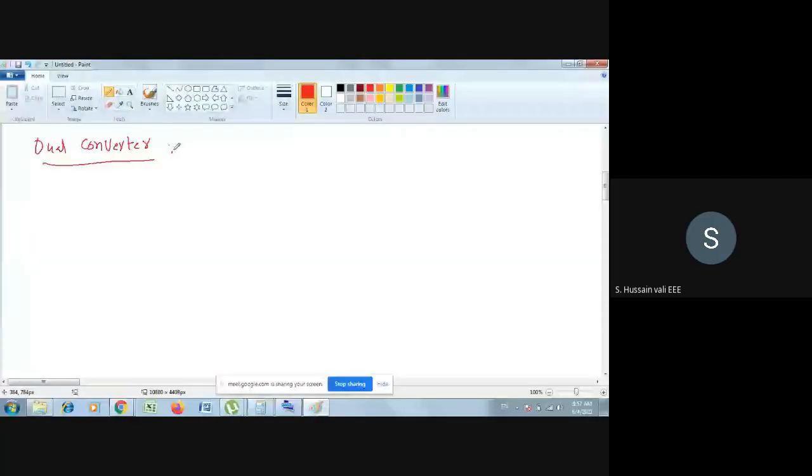Dual converter. We'll just draw the circuit diagram of the dual converter. It is nothing but two full converters. It's a combination of two full converters. One full converter is here, this side. Now another full converter is here, this side.